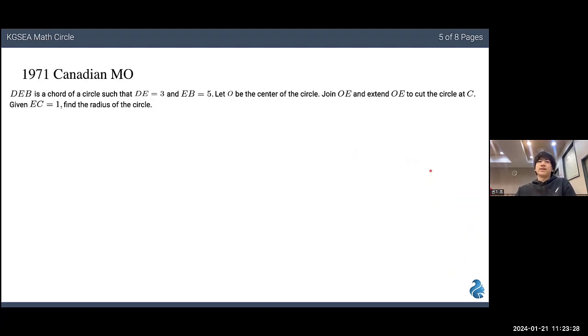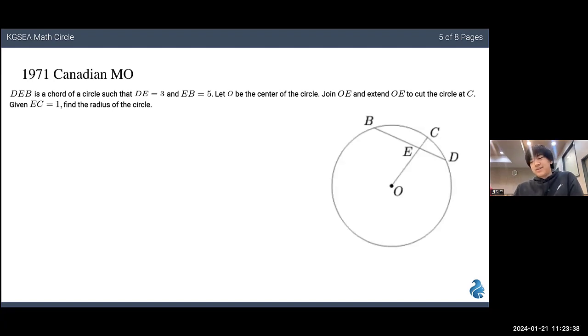Now for some example problems. This is a pretty easy one, so I recommend trying it. Here's the diagram. I think about 1 minute and 30 seconds should be sufficient. Okay, so I think most people would have tried the problem by now. So I'll show you the solution.